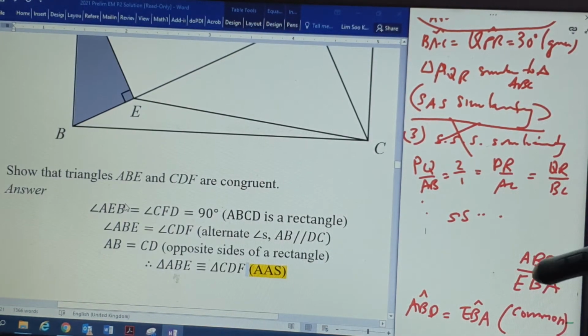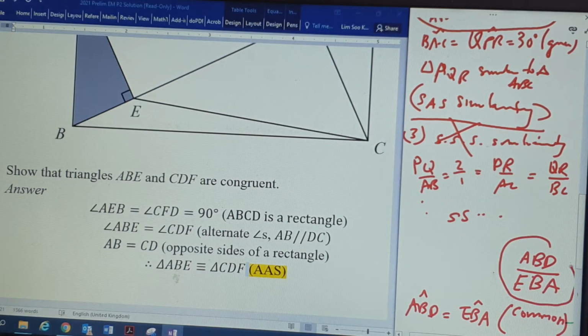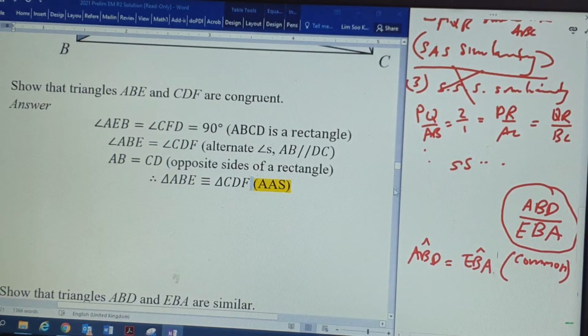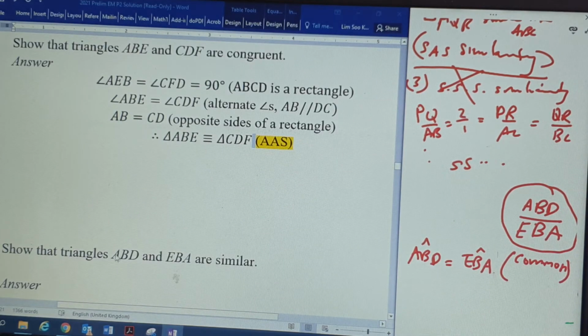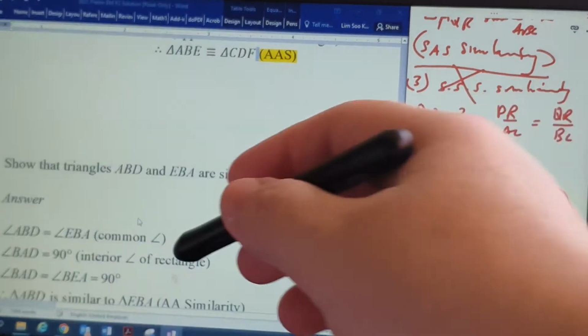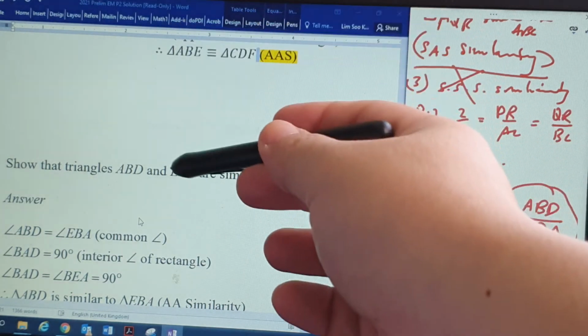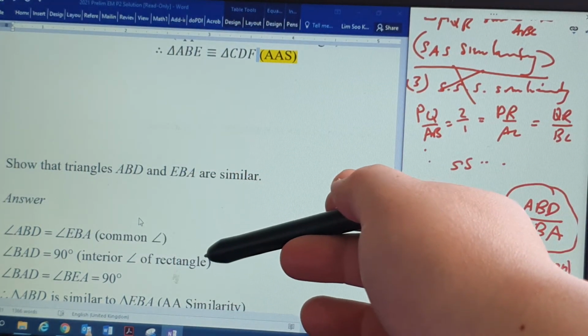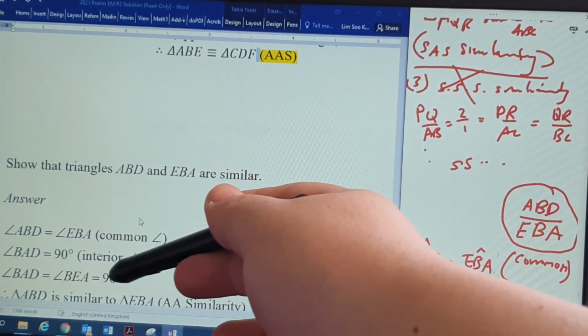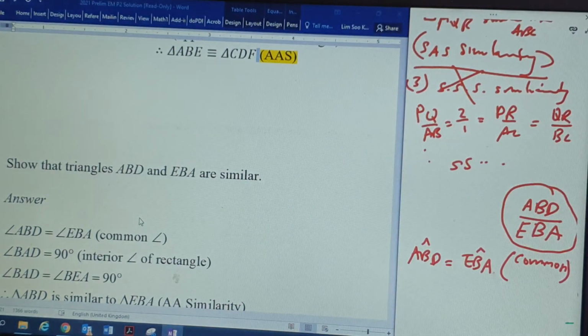So you use this method, very, very powerful, this one. Invented by some genius in, I think, 1200 BC. Okay, show that triangles ABD and EBA are similar. We have shown this already. Then you need to say BAD, which is just now that angle up there. You go and look at your paper. This one is a rectangle, right? So this and this are the same. Then they are similar already. AA similarity. Confirm come out.